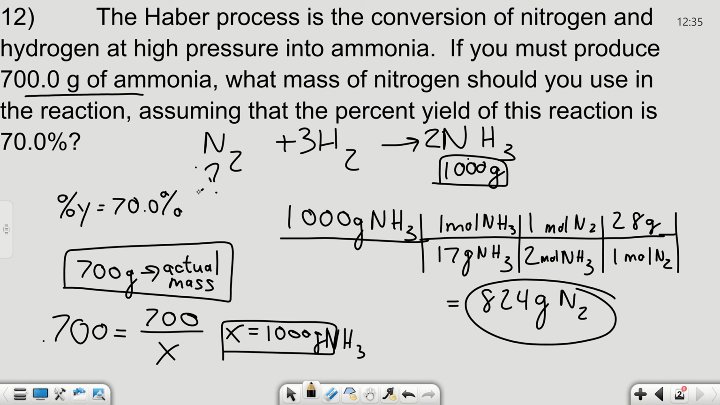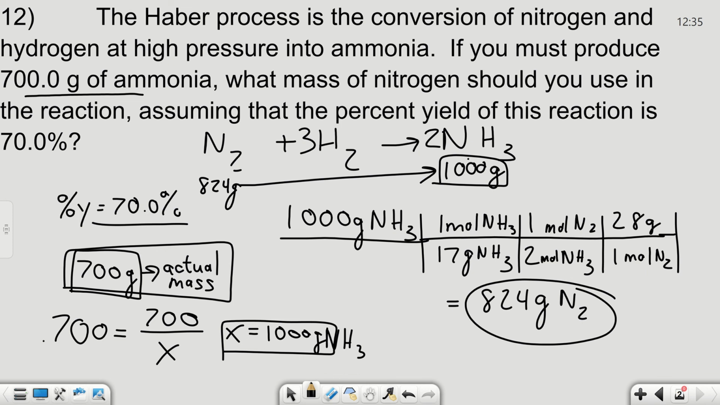So what does this mean? It means if I react 824 grams of N2 with plenty of H2, so that we're not worried about the H2, there's plenty in there, I should produce 1,000 grams of NH3. The thing is, this reaction is only 70% yield, so instead of getting 1,000, I'm going to get 70% of 1,000, which is 700 grams, and that is my answer with it. Okay? So that is percent yield.